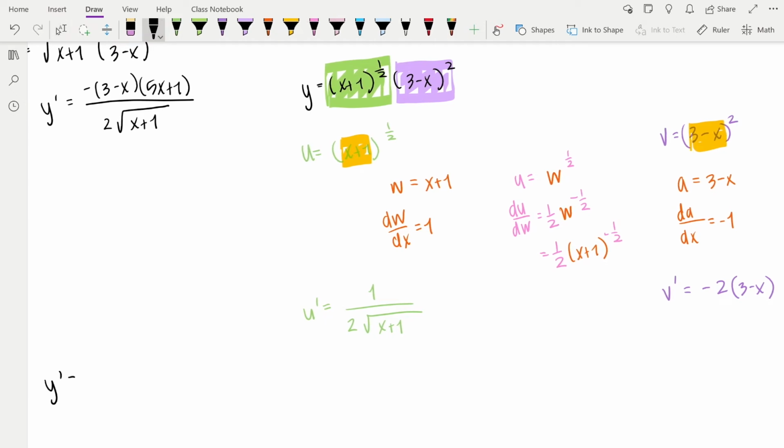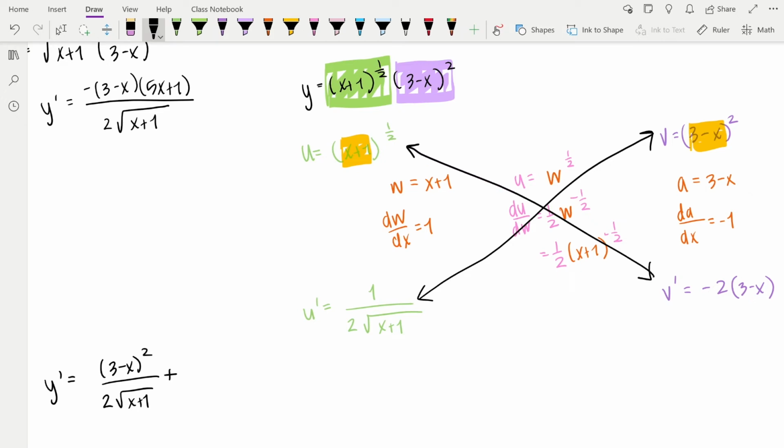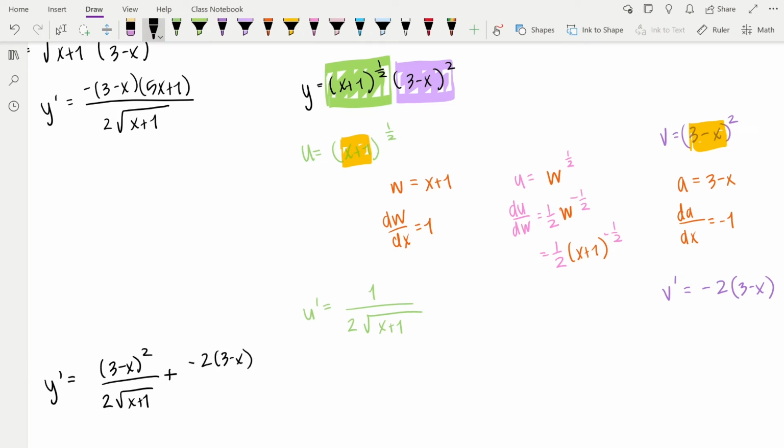So y prime, using the product rule, which is u prime v, I have (3 minus x) squared over 2 root x plus 1, plus v prime u. So that's -2 times (3 minus x) times the square root of x plus 1. The 1/2, yeah, let's just put it in the root.